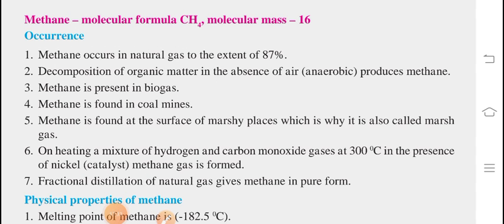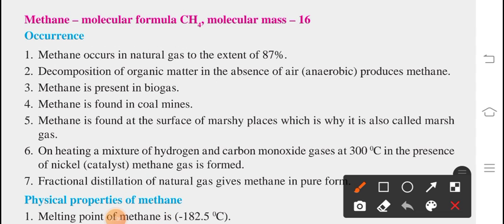Next is methane. We have to see here the occurrence of methane, its molecular formula, uses, properties, all these things. See, first of all, where we have seen methane. Methane forms by the combination of hydrogen and carbon. Methane occurs in natural gas to the extent of 87%.